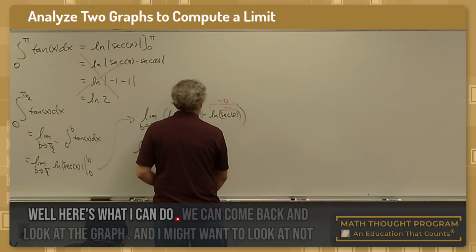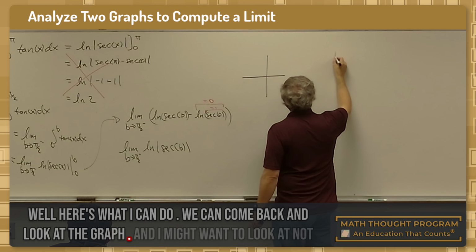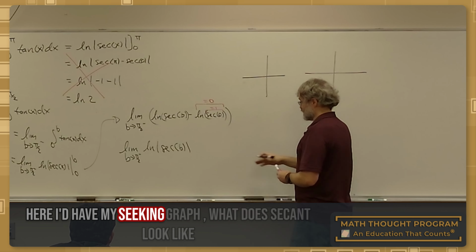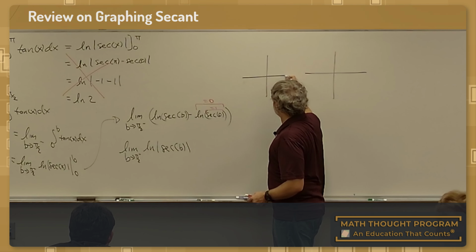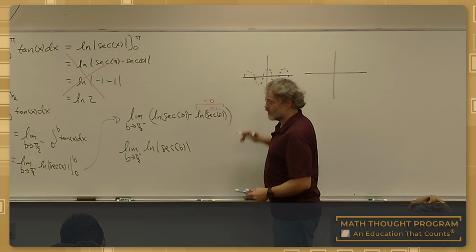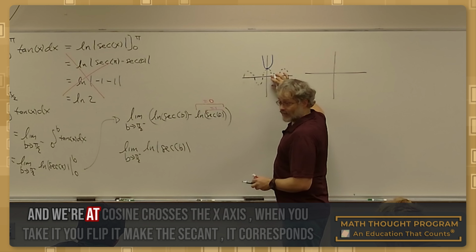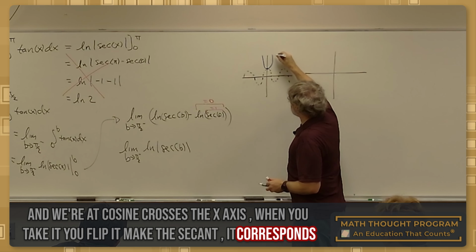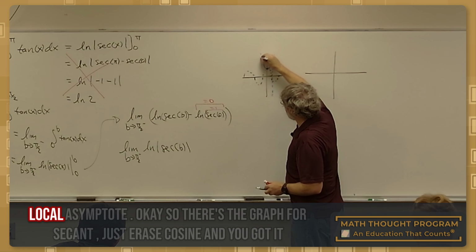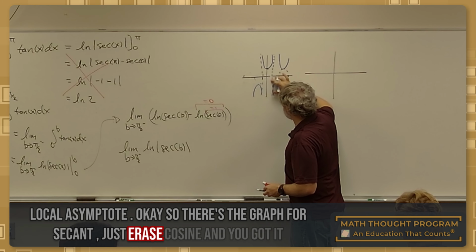Well, here's what I can do. We can come back and look at the graph. And I might want to look at not just one graph, but maybe two graphs. Here I'd have my secant graph. What does secant look like? Take your cosine graph, flip it inside out, look at the reciprocal. Where cosine crosses the x-axis, when you flip it and make the secant, it corresponds to a vertical asymptote. Okay, so there's the graph for secant. Just erase cosine and you've got it.